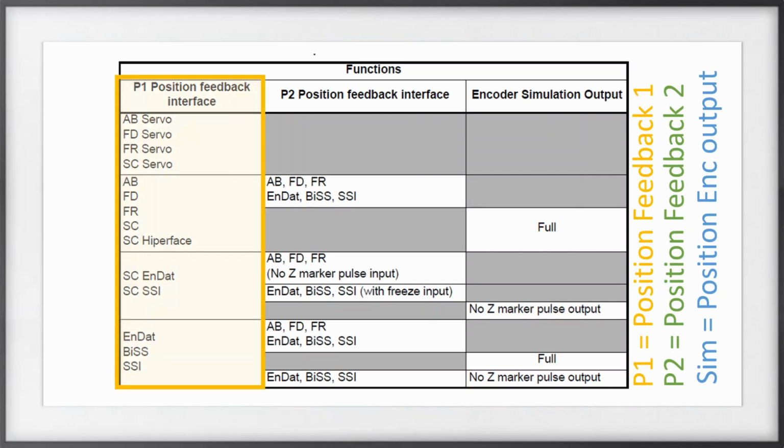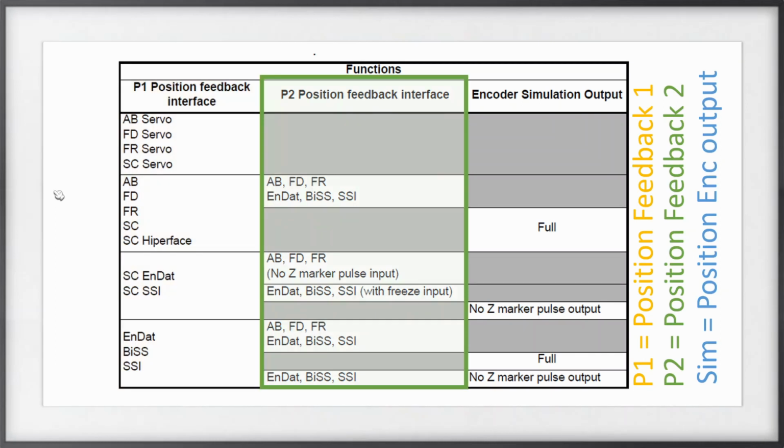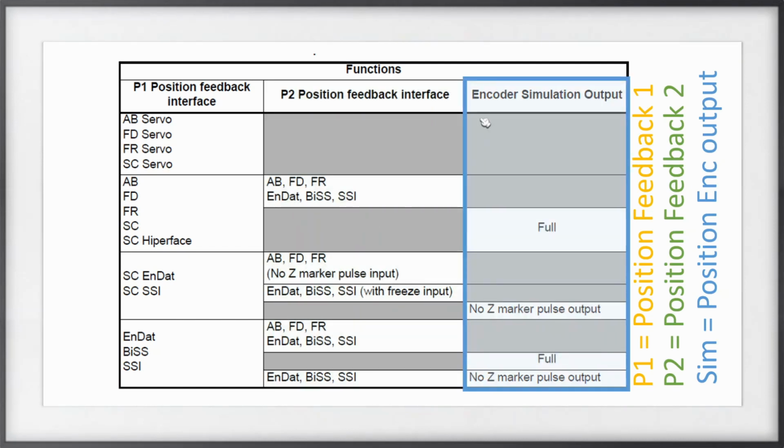This first column shows you position feedback interface number 1. As you can see, there's AB servo, FD servo, and several other options in position feedback interface number 1. In the next column, P2, this is for position feedback interface number 2. You can see that it has many of the same options, but you're also seeing that there are these gray squares here. I'll get to that in a second. Again, the same story with encoder simulated output. There are some black squares with occasional words like full or no Z marker pulse output.